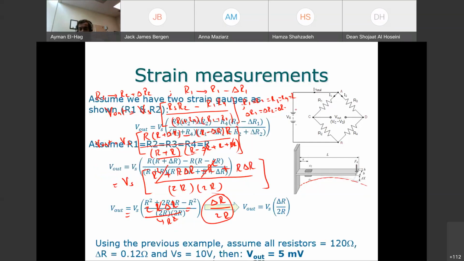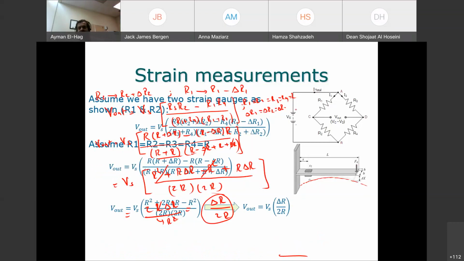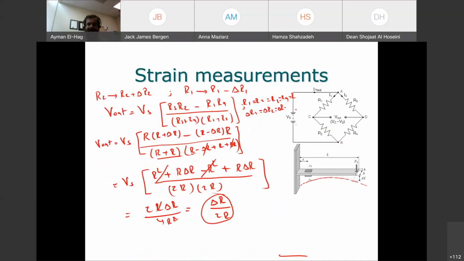So if you apply the same numbers, you'll get V out equal to 5 volt. Okay, now we have very little time. Let me ask you my bonus question, and I want you to think about it very, very well. My bonus question is as follows.